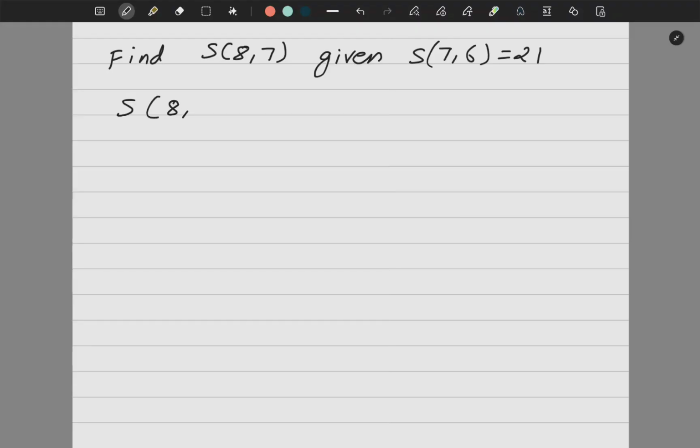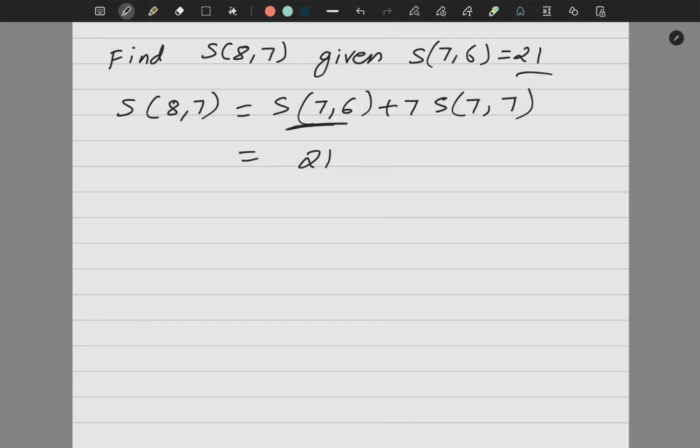Now see, my question is find S(8,7) given S(7,6) is equal to 21. When I want to find S(8,7), this is equal to S(7,6) plus 7 S(7,7). What is S(7,6)? It is given as 21. So 21 plus 7, and S(7,7) is 1. So this will become 28. So this is my answer. In the same way you can do one more question.